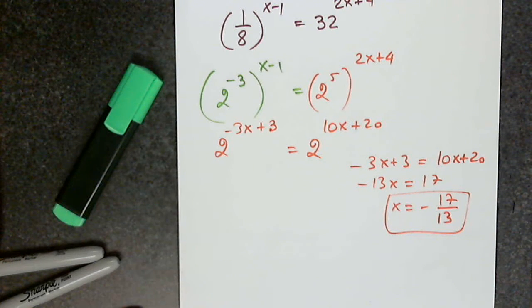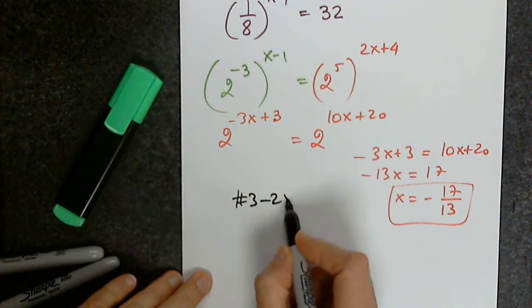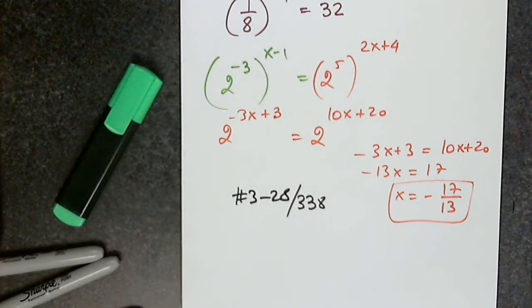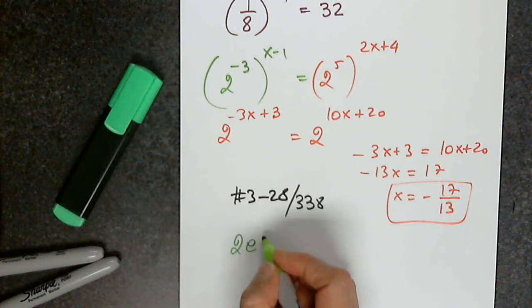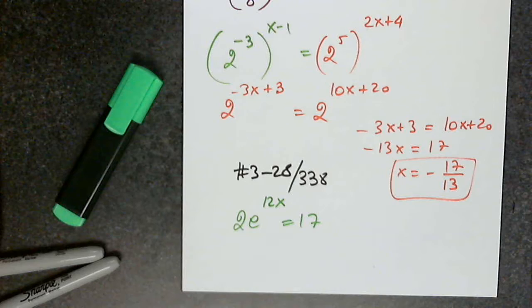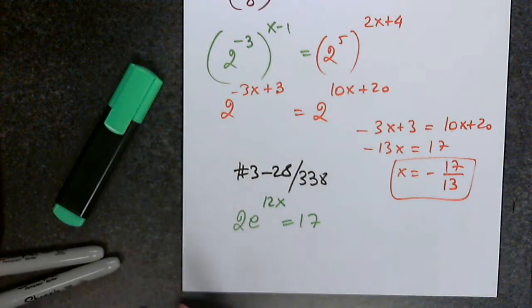Okay, now we're ready for more complicated situations. Now you feel free to choose from 3 through 28. This is page 338. Okay, let's start with 10. Very good. 2e to the 12x equals 17. Very good pick. You still have a green light to choose. We only removed it from one student.